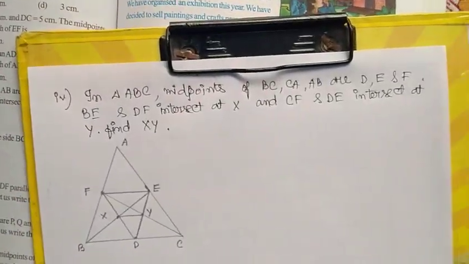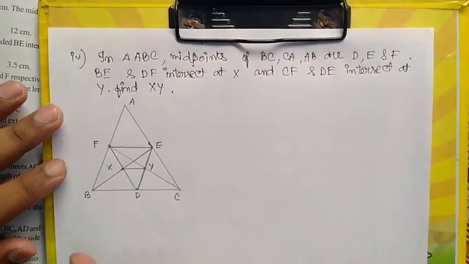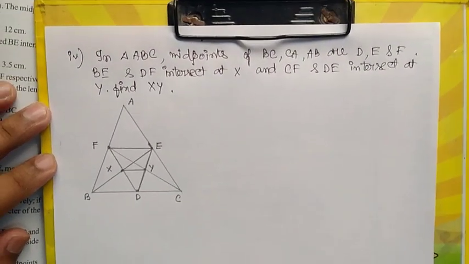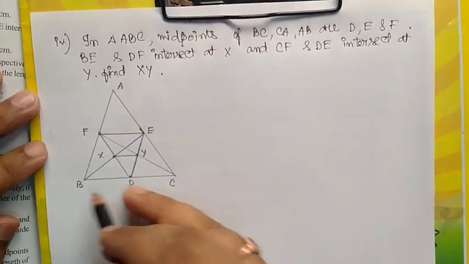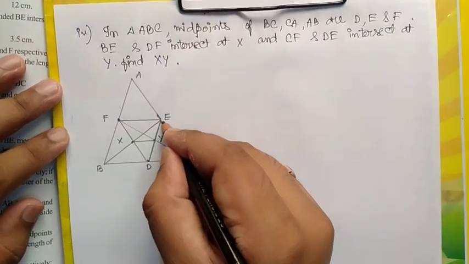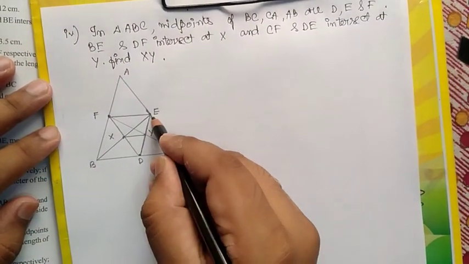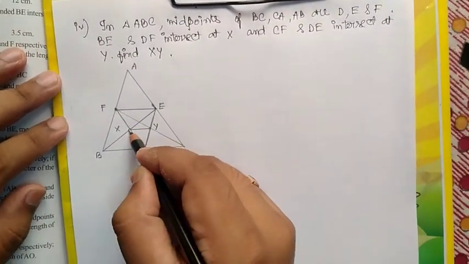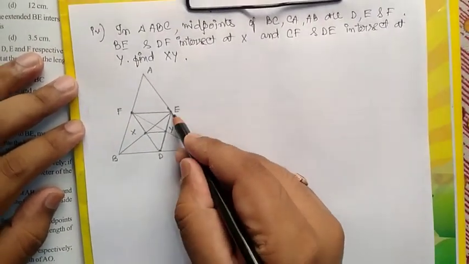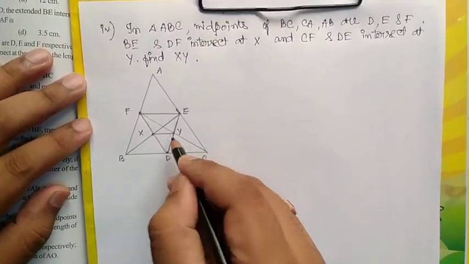Now here, this is the diagram. Carefully draw the diagram in your copy. First of all, we have to discuss something. In this triangle ABC, F is the midpoint of AB, D is the midpoint of BC, and E is the midpoint of AC. These three are given. BE and DF intersect at X, and CF and DE intersect at Y. Now we have to find the value of XY.